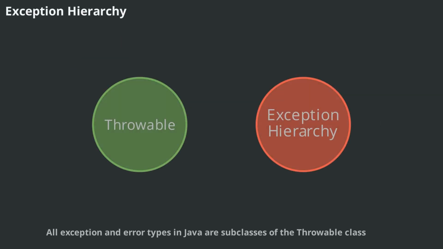All exception and error types in Java are subclasses of the throwable class. This class forms the base of the hierarchy, with exception and error as its two main branches. Exception is used for conditions that user programs should catch, while error is used by the Java runtime system for serious problems. Understanding this hierarchy helps you manage exceptions and errors effectively.